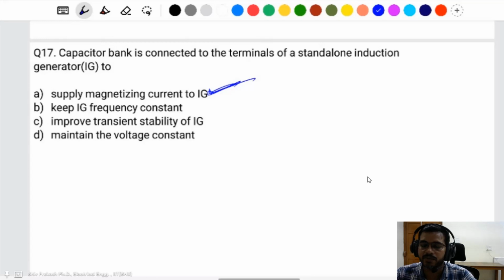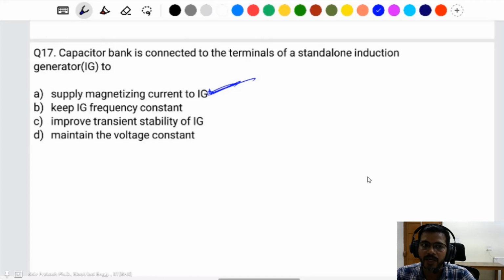You know that in a transformer the magnetizing current and working current are different. An amount of current is required to excite the transformer, and the same thing applies to the induction generator. It will require some magnetizing power, magnetizing current, or reactive power to excite the induction generator. There is no other supply like the DC system in an alternator, so the reactive power is required.